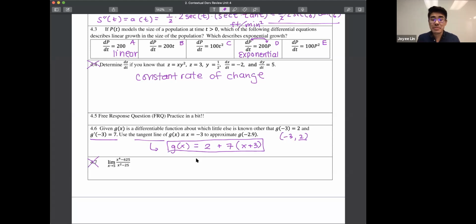And then if you need to approximate your tangent line, you're just going to go ahead and plug in negative 2.9 for x, right? So you get 2 plus 7 times negative 2.9 plus 3, and that's equal to 2.7. And then, of course, if you want to have completely proper expressions and equations, you could write something like that. Right, so that's a review of all the major concepts from Unit 4.